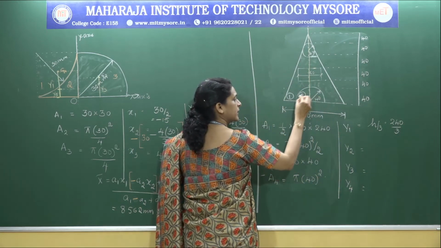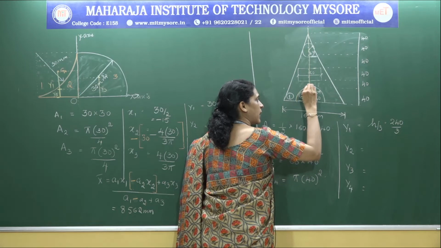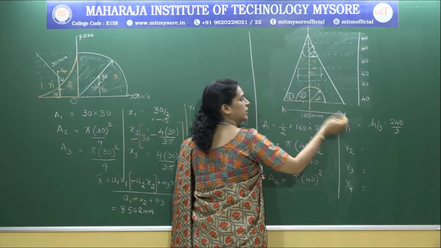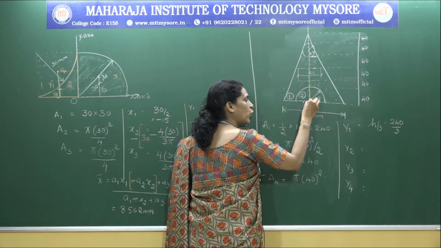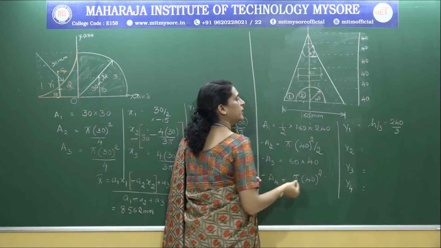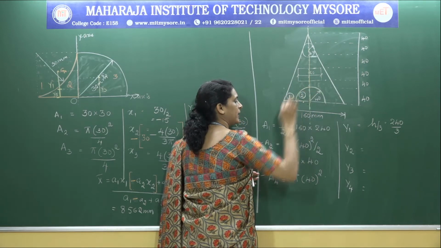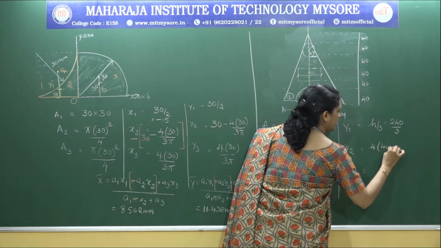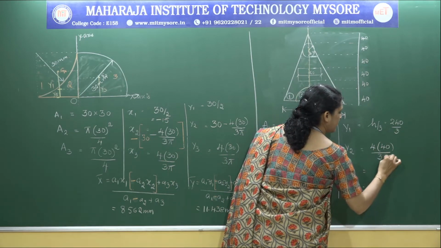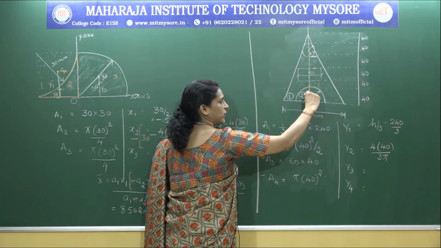Next, this is the second section. So I just mark the second section. Here is the semicircle. So where does the centroid for the semicircle lie? It lies at a distance of 4r by 3 pi. 4r is 40 by 3 pi. This is what is shown here.